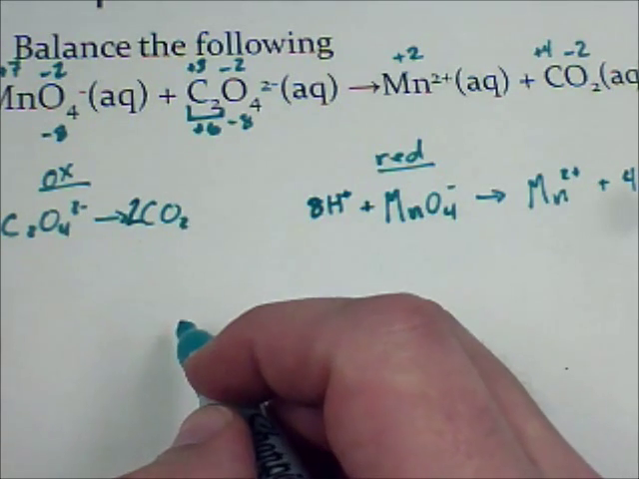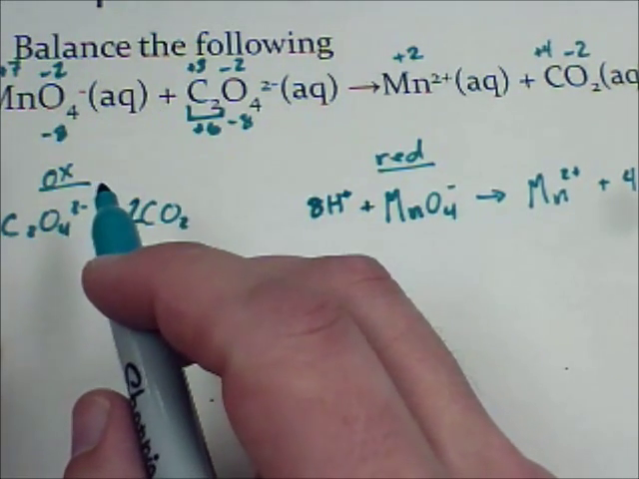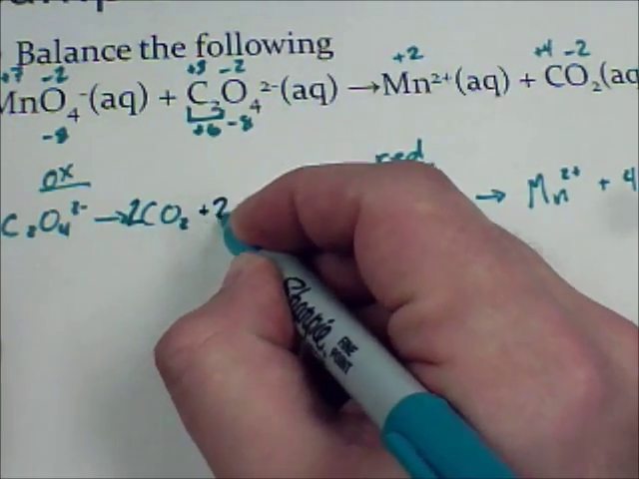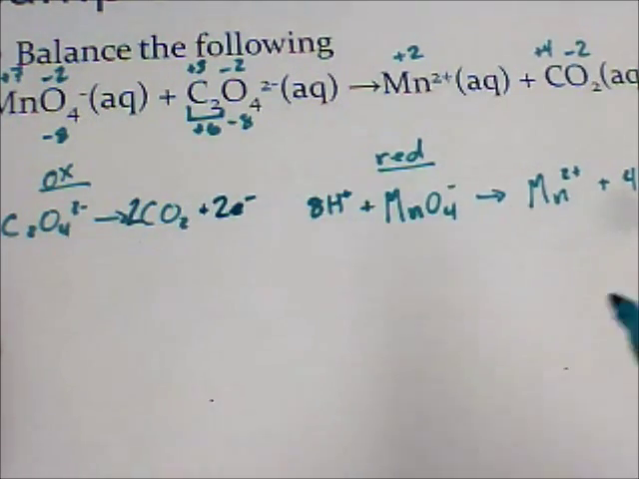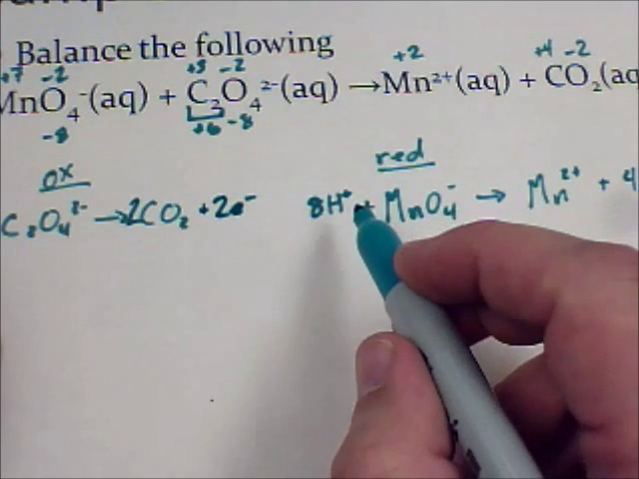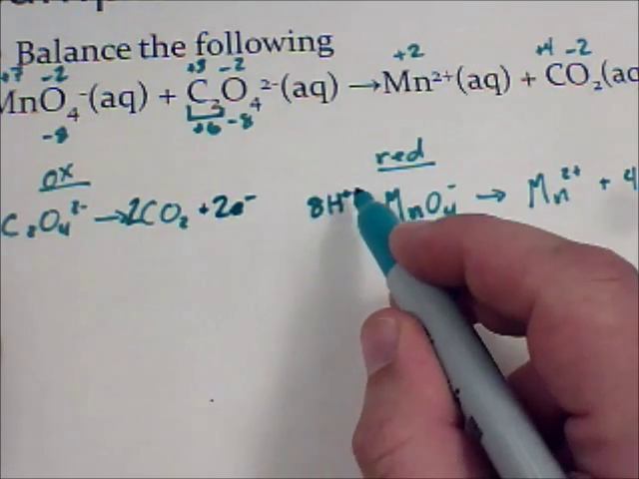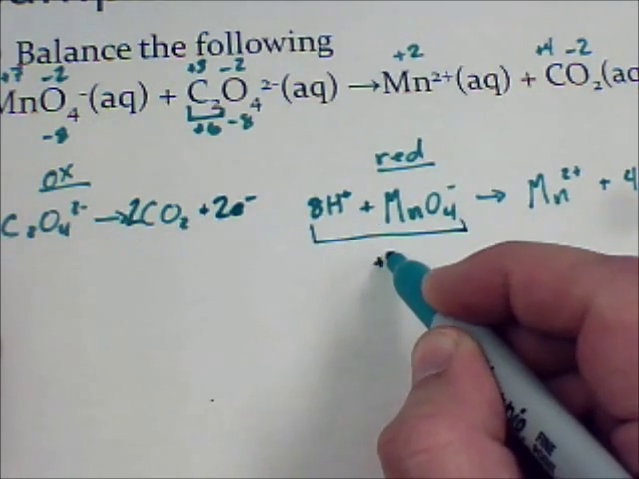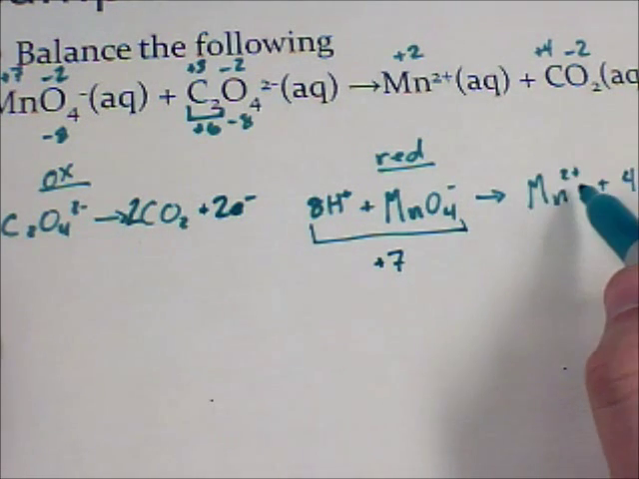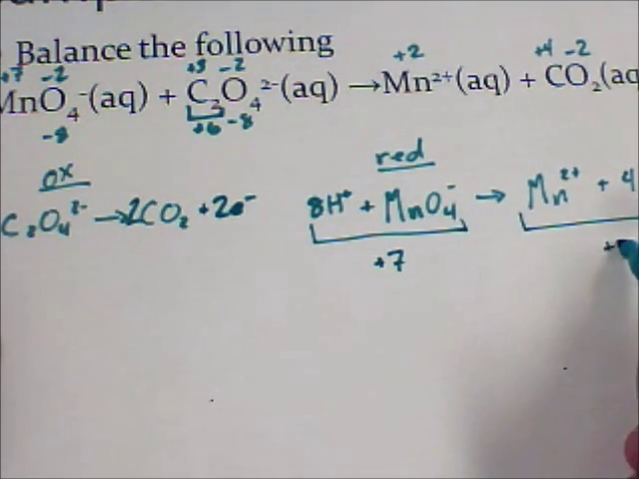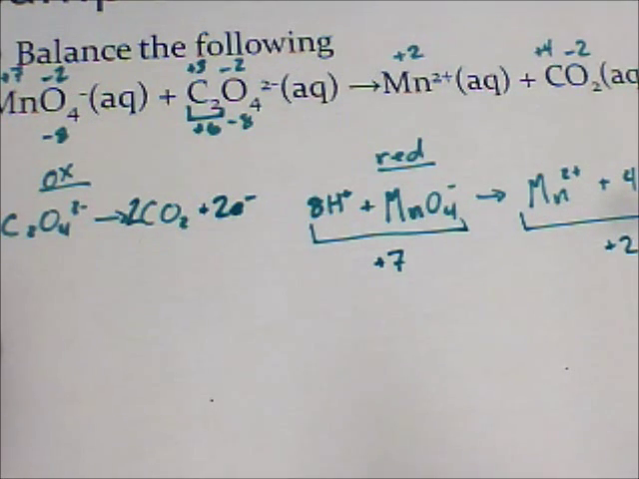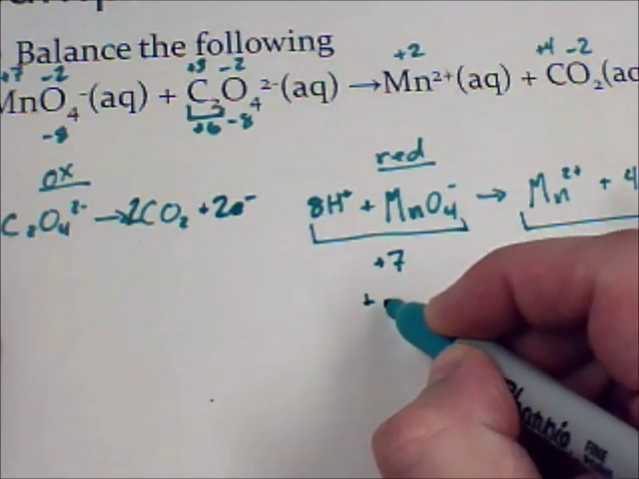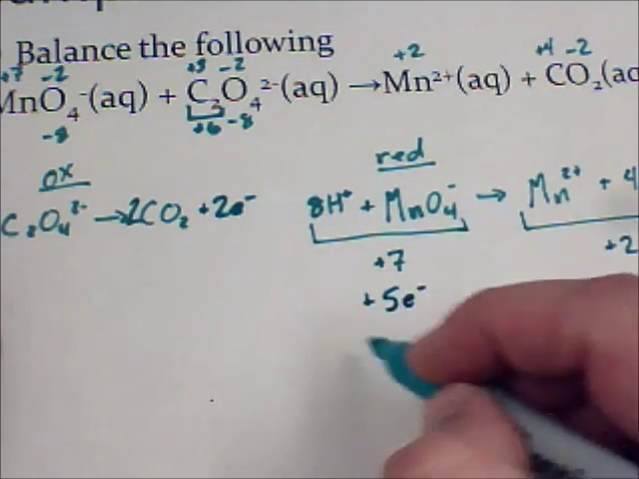Now I have to look at the overall charge and balance that by adding just electrons. So in the oxidation, on the left it's -2, so I need to add 2 electrons on the right to balance that out. We only add electrons now. Here, on the reduction, I have 8 pluses and a minus. So overall, this whole side is +7. This side is +2. Now I need to add electrons, which is adding negatives. So I'll add it to the side that's the more positive. So I'll add, see, I need 5 electrons to the left.